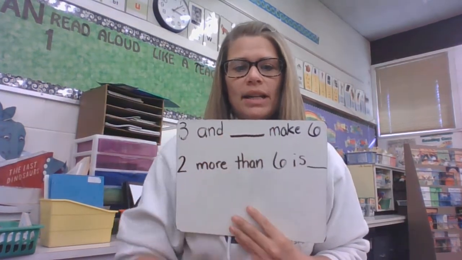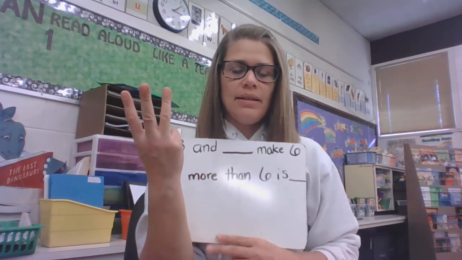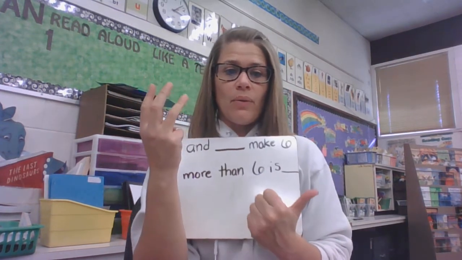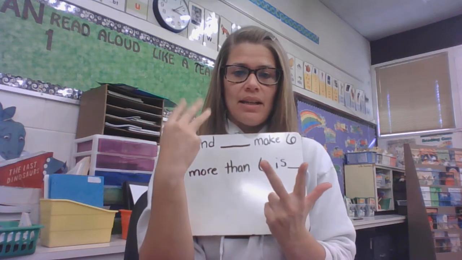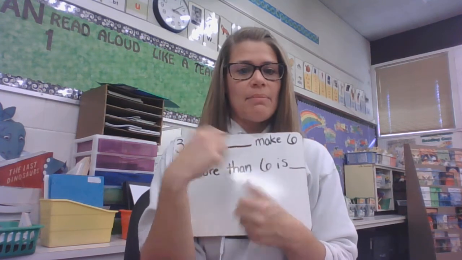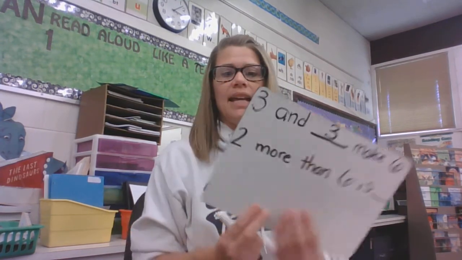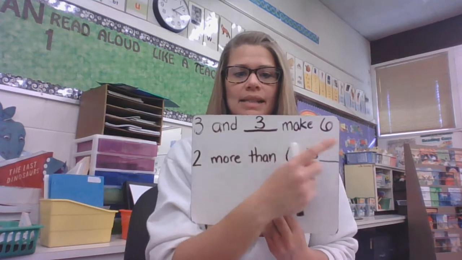Hopefully you have what's going in those two blanks. So 3 and what are going to make 6? I'm going to count up. 3, 4, 5, 6. So 3 and 3 make 6. So 3 is what should have gone into that blank. 3 and 3 make 6.